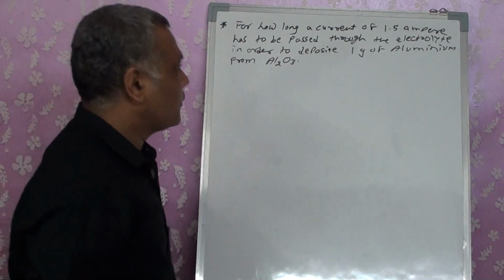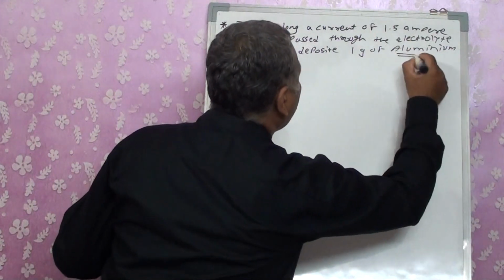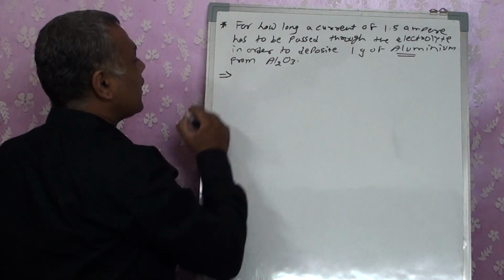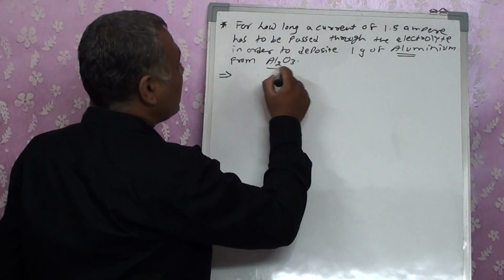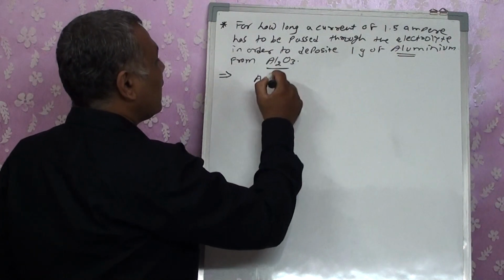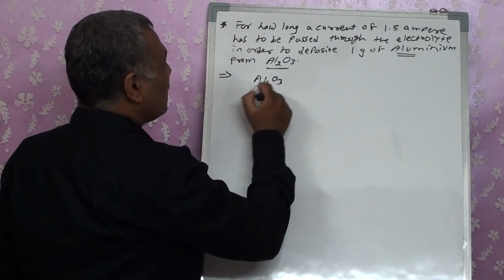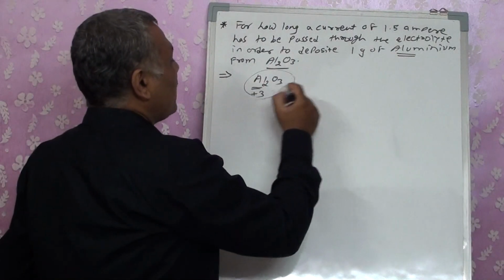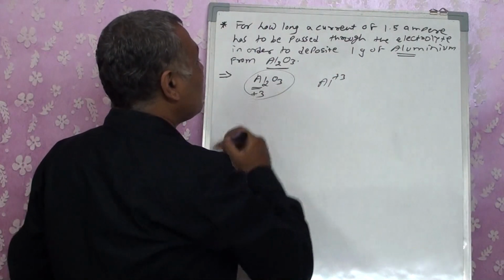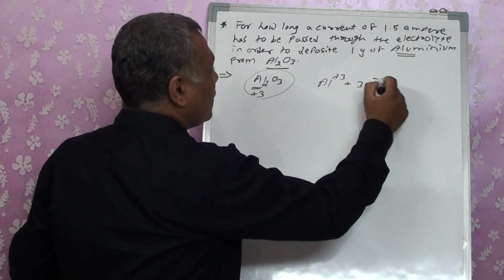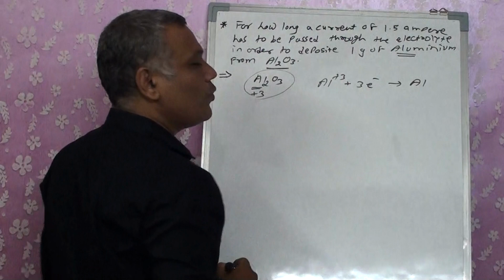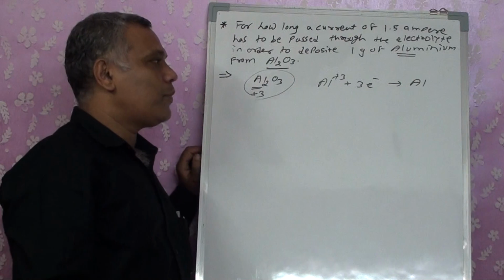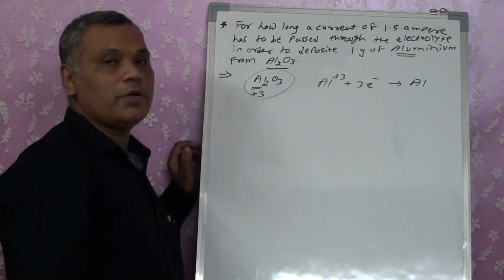Now how to go for this? First, I should be able to write the reaction. I want to produce aluminum. So what will be the reaction for the aluminum? We have Al2O3. That means Al in Al2O3 is in a +3 oxidation state. The ion produced is Al +3, which gains 3 electrons to get converted into Al. So that is the first thing we should be able to find out: Al +3 plus 3 electrons gets converted into Al.